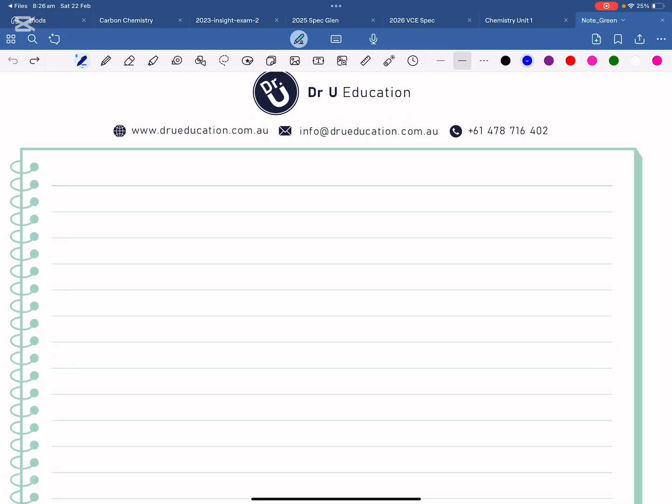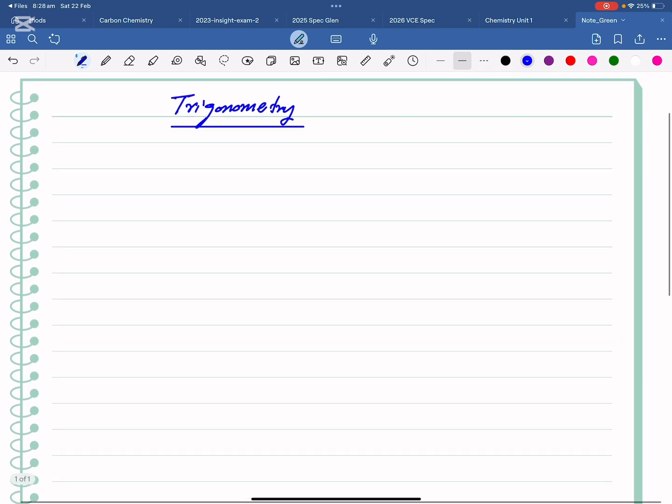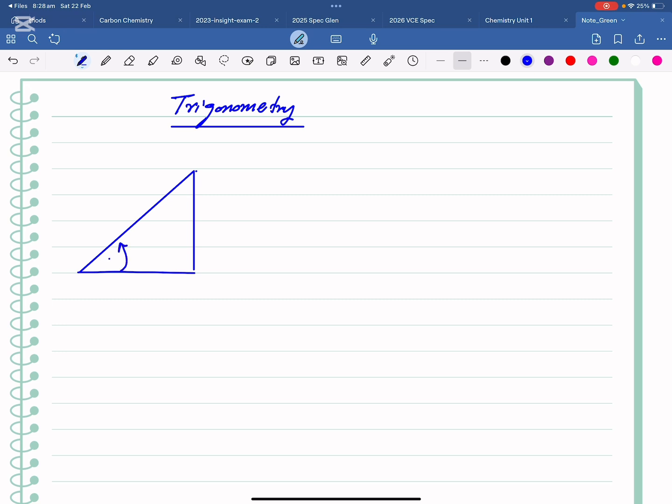So trigonometry, right? So in trigonometry, firstly, we will start from what we know. Grade 8 math. So you have this angle, theta, and the hypotenuse is r.